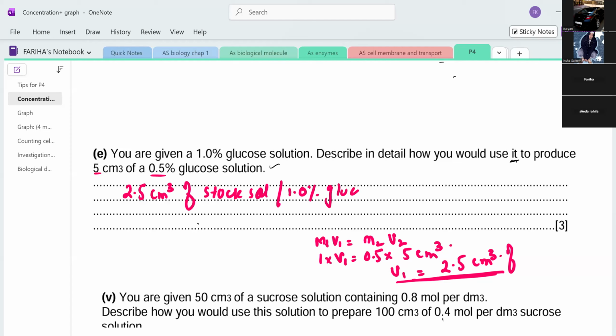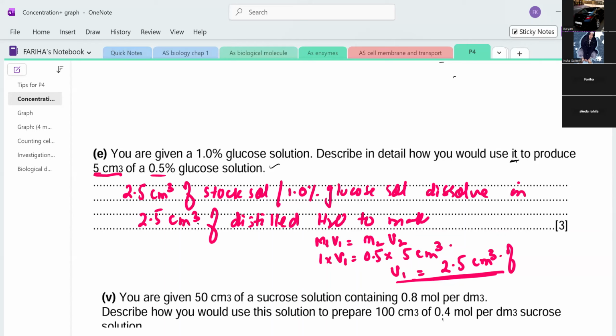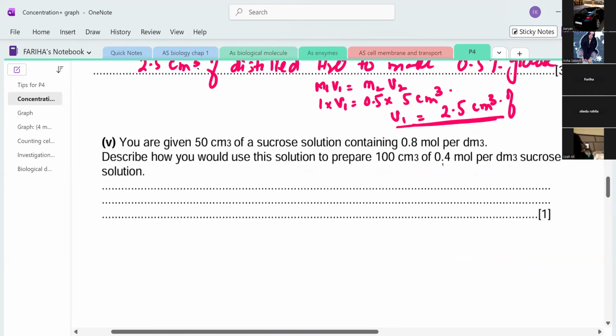Dissolved in, how to make it 5 cubic centimeter? Dissolved in 2.5 cubic centimeter of distilled water. Very good, to make what percent of glucose solution? 0.5% glucose solution. Very good. Is this clear? Yes. Now let's solve another question to see if it is clear to you or not.